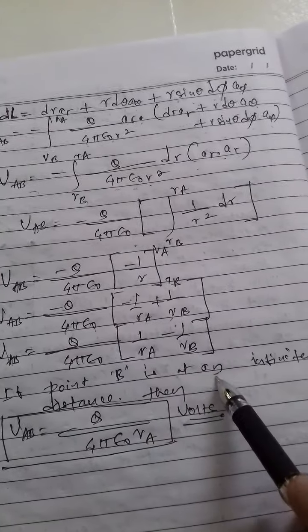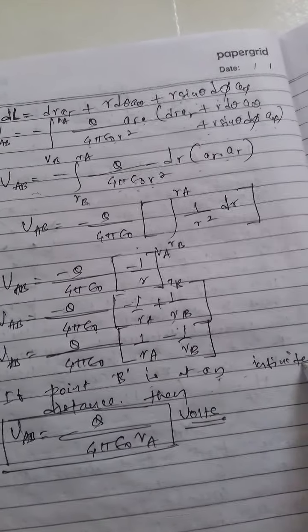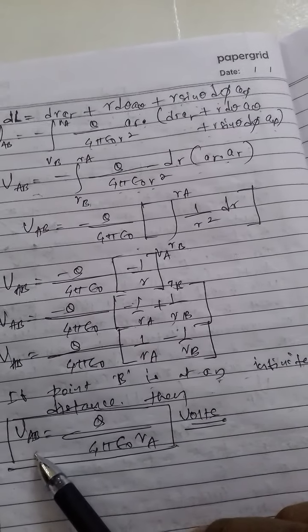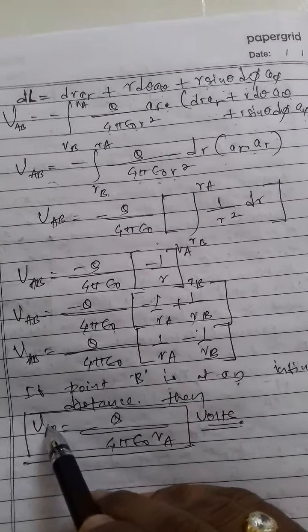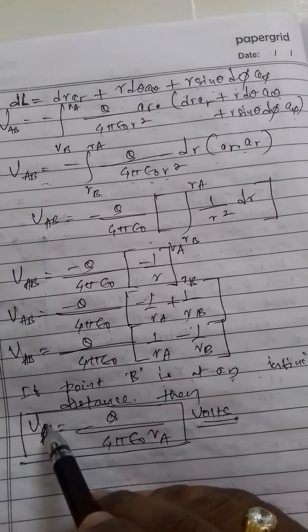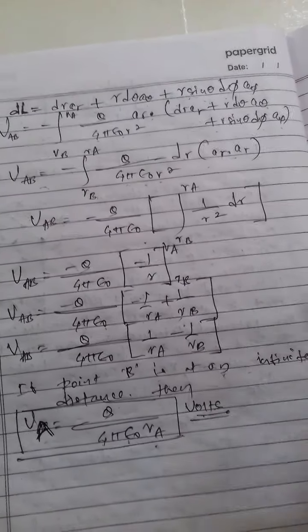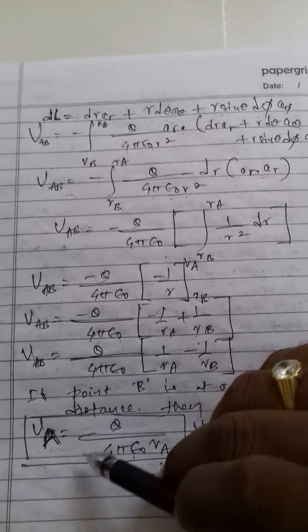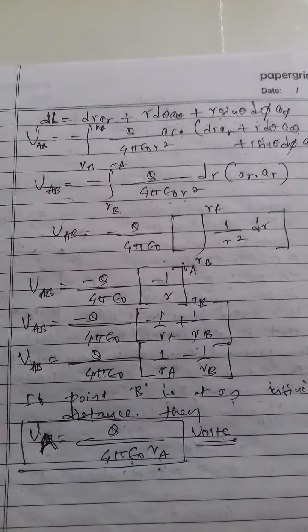If point B is at an infinite distance, then the potential at point A is equal to Q upon 4 pi epsilon naught RA volts. The potential at point A is equal to Q upon 4 pi epsilon naught RA.